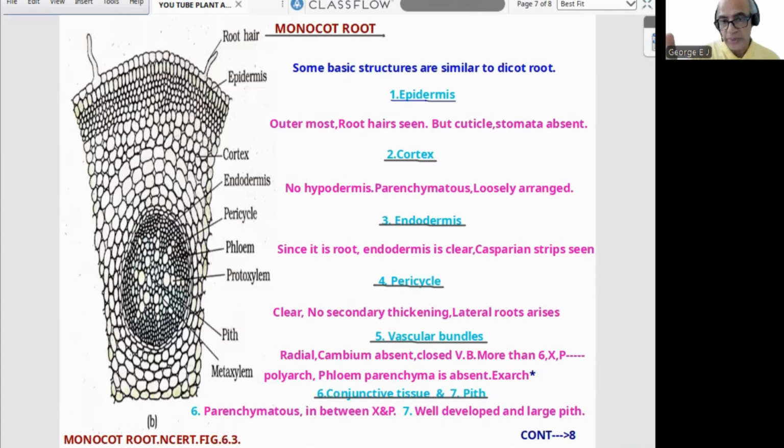Phloem parenchyma is absent in monocots, so in monocot root it is absent. Exarch arrangement only. Then conjunctive tissue, as in the previous case, is parenchymatous in between xylem and phloem, with a well-developed large pith. It's a popular question. Then as usual, 5 theory questions and 5 NEET model questions with the key.